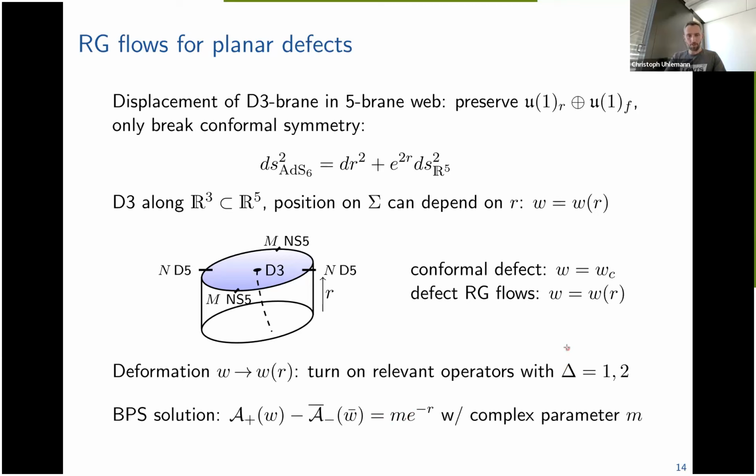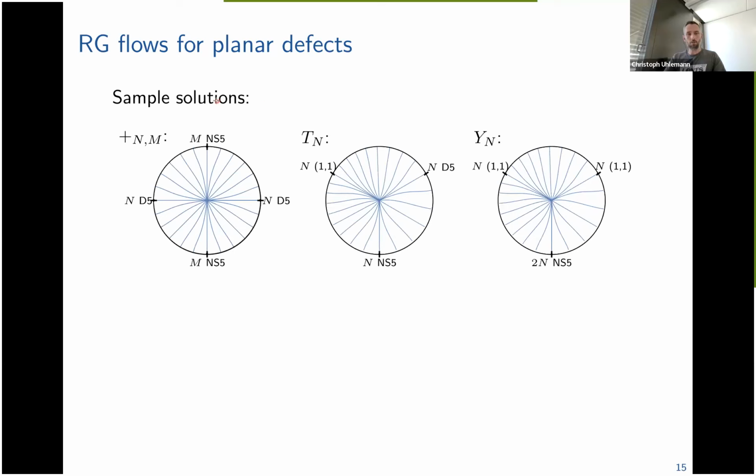All right, so this is the general form of the equations, and we can now go back to our sample solutions again, the plus, the T_N, and the Y_N theories, and we find a set of flows where for each brane web, for each solution, we have a two real parameter family of deformations where the D3 flows along these blue curves which go along here.